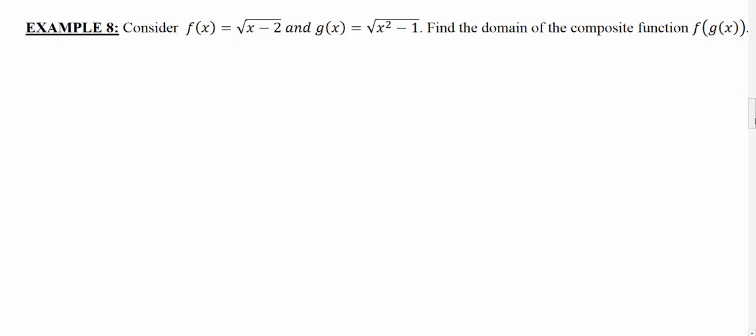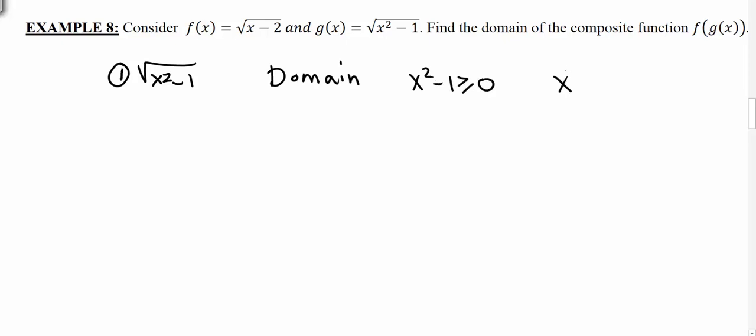So we start with g of x. We write down what g of x is. G of x is the square root of x squared minus 1. The domain of this function, again, needs for whatever is underneath the square root to be positive. So we have x squared minus 1 has to be greater than or equal to 0, which means that x squared has to be greater than or equal to 1.